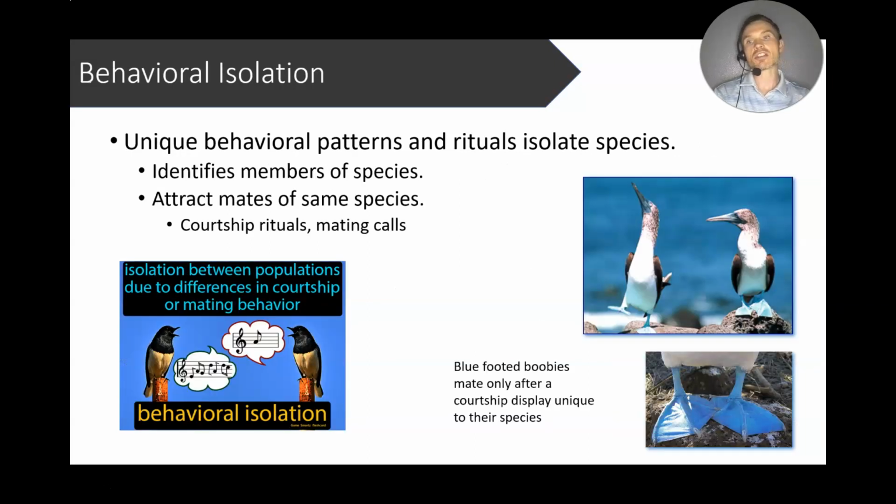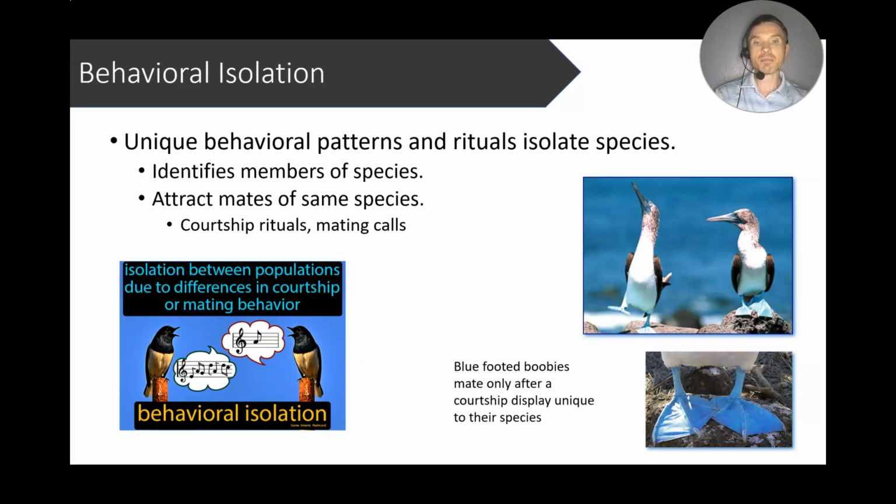Our next barrier is called behavioral isolation. So these are unique behavioral patterns or rituals that isolate a species. Behaviors identify members of the same species. They attract mates of the same species. These include courtships, rituals, or mating calls.